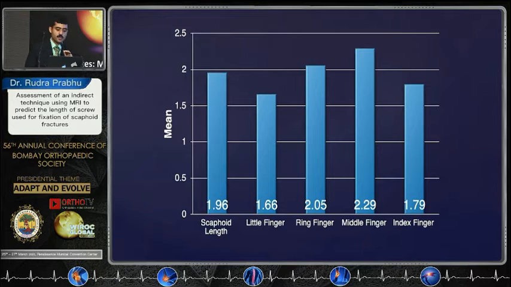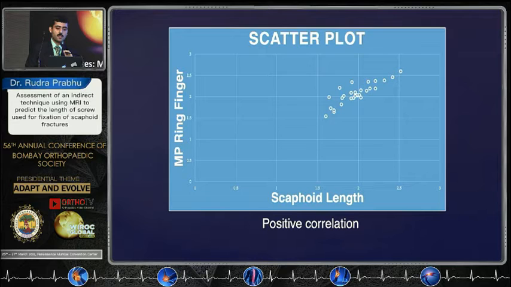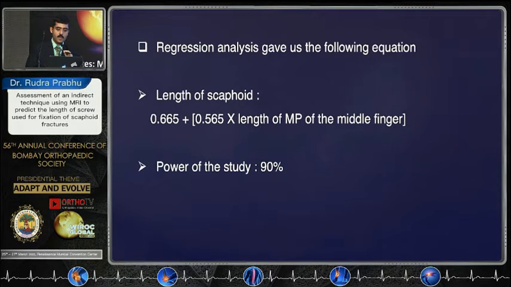This graph shows the comparison between the average lengths of the scaphoid and the average lengths of the middle phalanges of the forefingers in our study. A scatter plot showed that there was a positive correlation between the axial length of the scaphoid and the axial length of the middle phalanx of the ring finger. Using regression analysis, we obtained an equation to calculate the length of the scaphoid, and the power of our study was 90%.